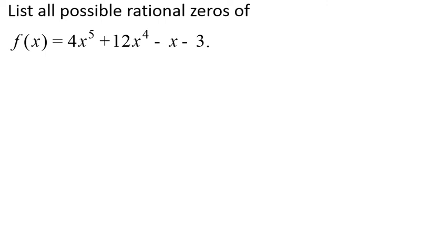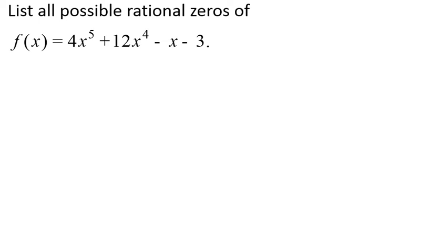Here we're going to list all possible rational zeros of this function. In order to do that, we're going to use something called the rational zero theorem. So first, a rational zero means that it's a zero that happens to be a rational number. A rational number is a number that can be written as a fraction. So as far as the decimal would be concerned, the decimal would either stop somewhere like 0.25 or it would repeat. And so that would make something a rational number.